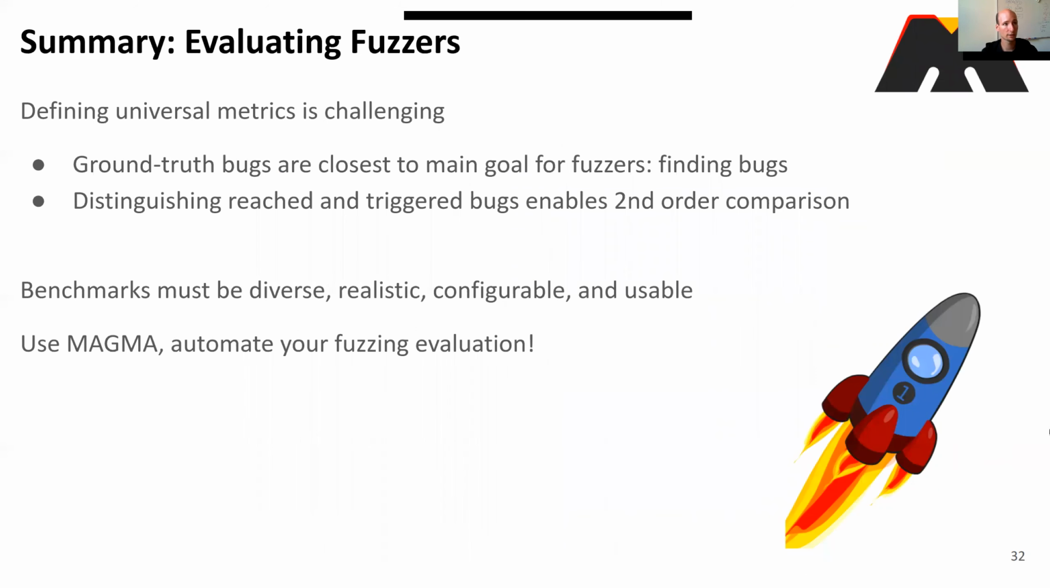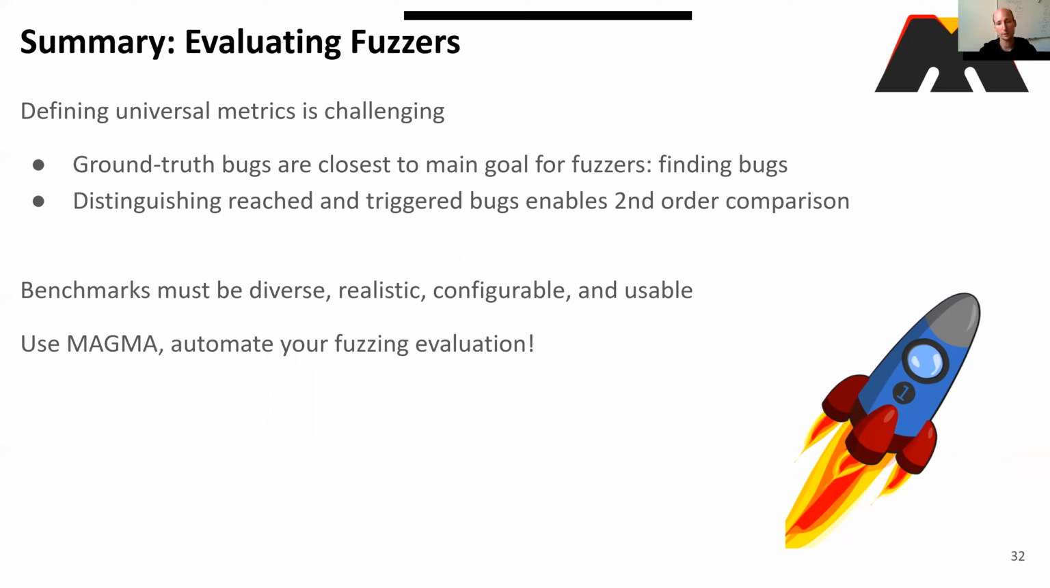Let me summarize the discussion on evaluating fuzzers. Well, first off, defining universal metrics for comparison is extremely challenging and will become even more challenging as we are further diversifying fuzzers. What we found is that ground truth bugs are closest to the main goal for fuzzing, finding actual bugs. We are running fuzzing because we want to find bugs. Therefore, ground truth bugs as a metric are very close to the main goal. And we argue that we should use this as an evaluation metric.